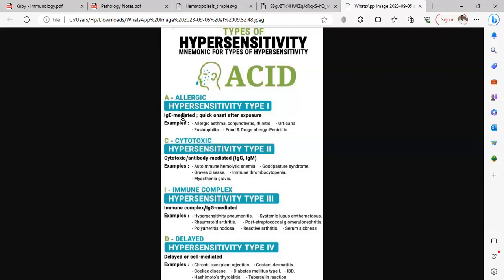For type 1, it's IgE mediated. For type 2, it's cytotoxic or antibody mediated, which is IgG and IgM. For type 3, we have immune complex, which is IgG mediated, and for type 4, it's delayed. I'll give you 1.5 minutes to at least look at this, and then we go into details for each type. This will just give you a rough idea of what you'll be doing. It's not complicated though.